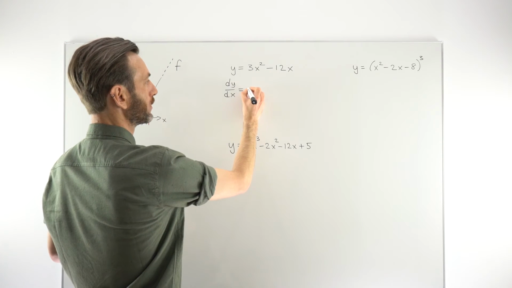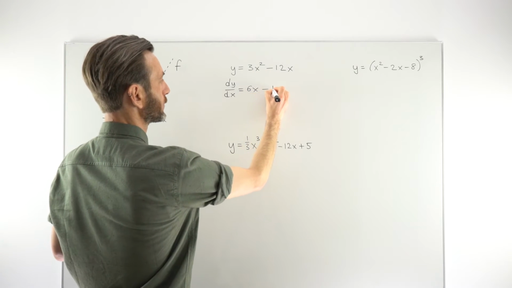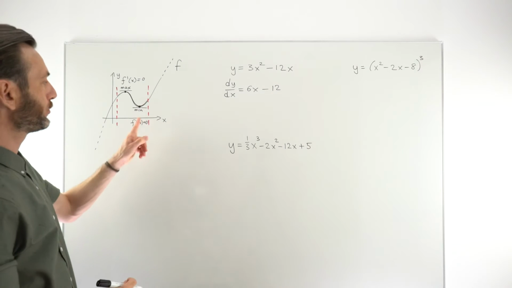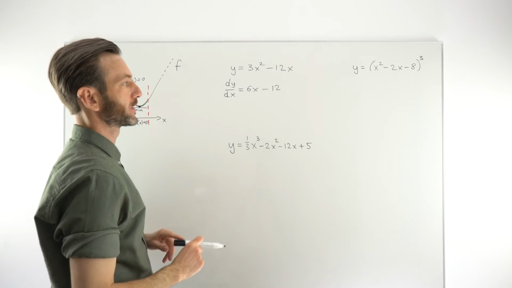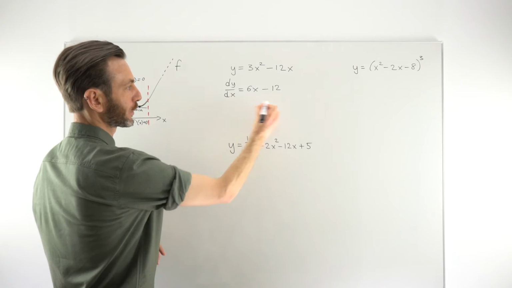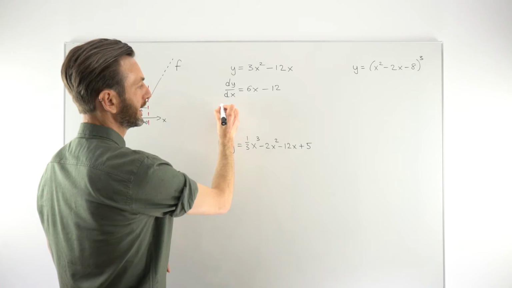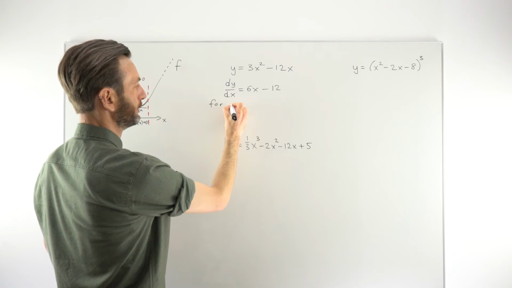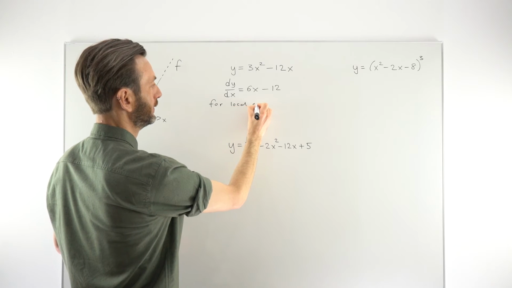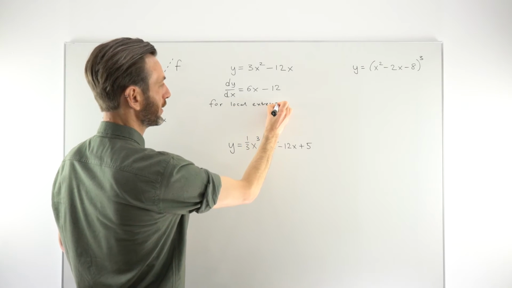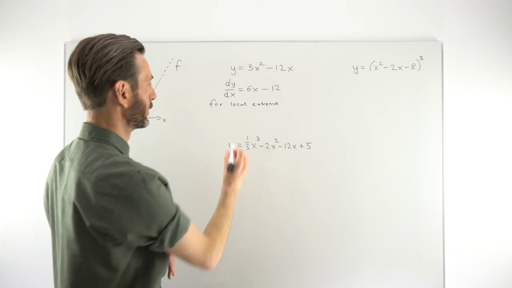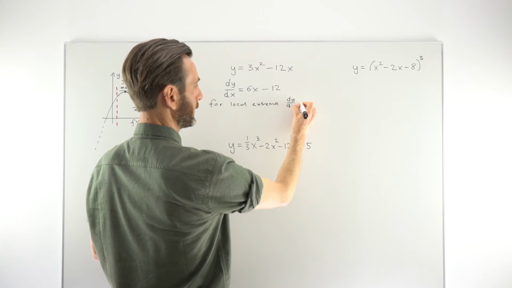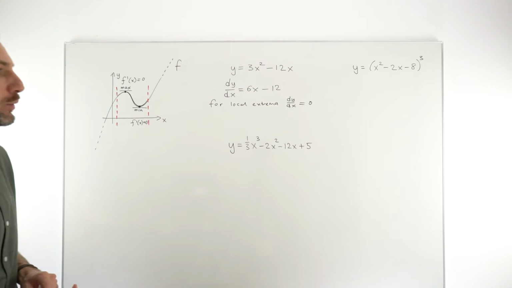So using the power rule here, we're going to get 6x minus 12. Now, we know that the key is that at these points we're interested in, the derivative is set equal to 0. Now, you might be encouraged by a teacher to write in a sentence here, something like, for local extrema, or for critical points or for stationary points, you can word it a few different ways. For local extrema, dy/dx equals 0. Just to clarify why you're going to set that equal to 0.